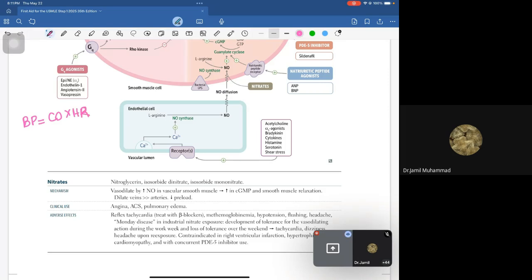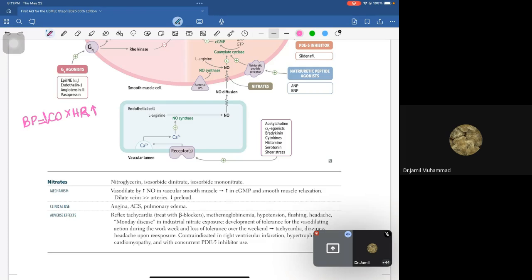Now there are a lot of mechanisms in the body that regulate the blood pressure. For example, what if I decrease the cardiac output? In order to maintain the blood pressure, the heart rate is going to increase. This is known as reflex tachycardia. In the same way, if I decrease the heart rate by giving beta blockers or calcium channel blockers, then what is going to happen is that cardiac output is going to increase.